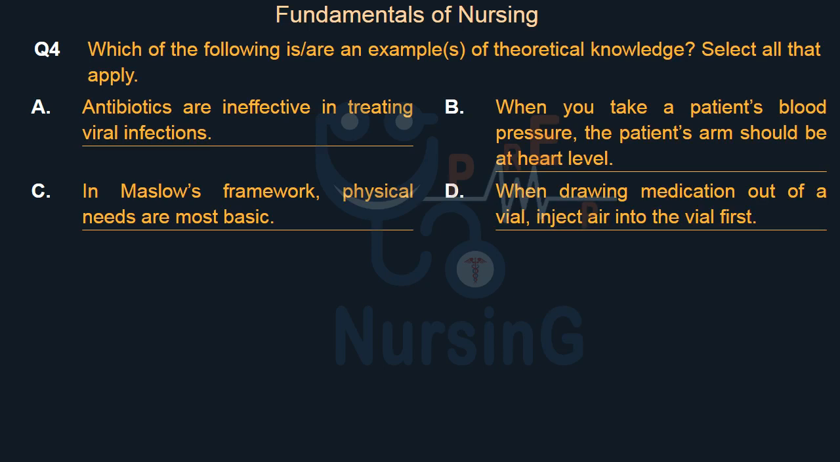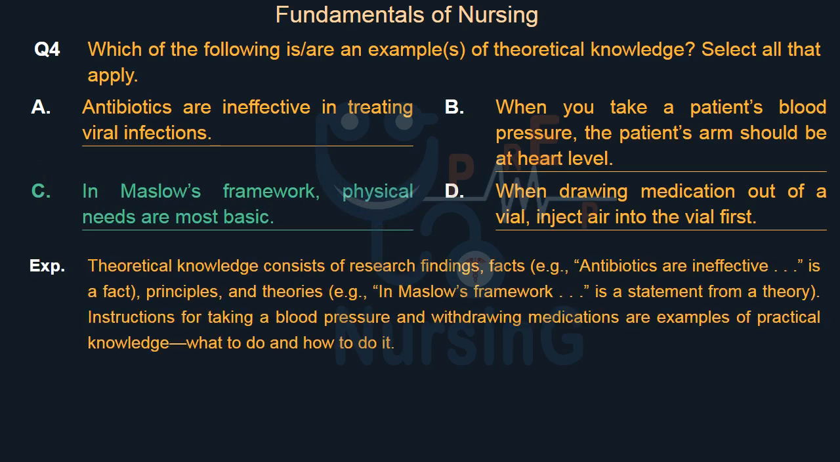Right answer is Option C. In Maslow's framework, physical needs are most basic. Theoretical knowledge consists of research findings, facts, for example, antibiotics are ineffective, principles, and theories. For example, in Maslow's framework, is a statement from a theory. Instructions for taking a blood pressure and withdrawing medications are examples of practical knowledge, what to do and how to do it.